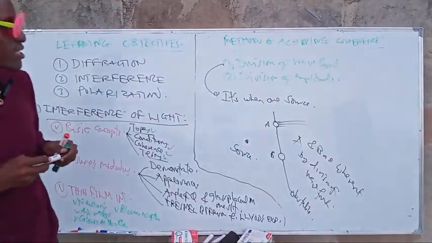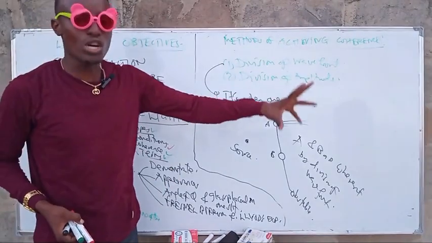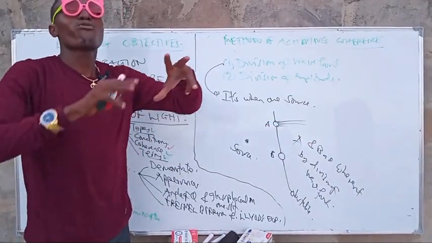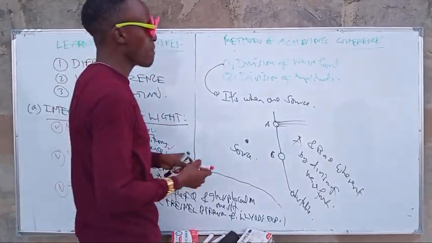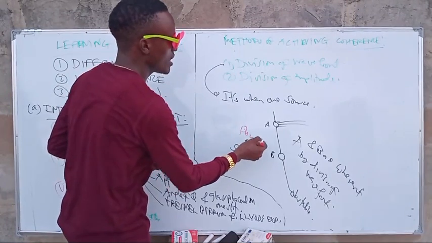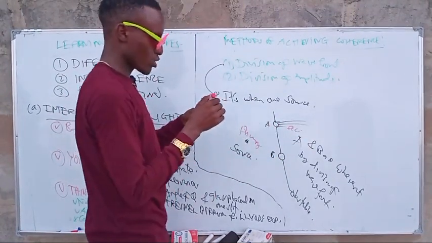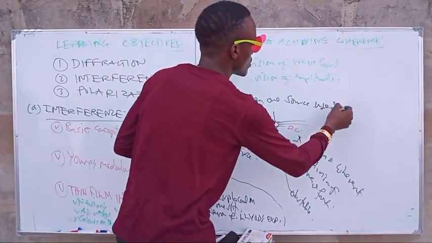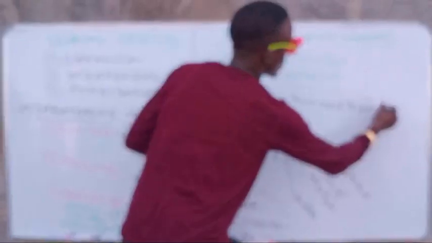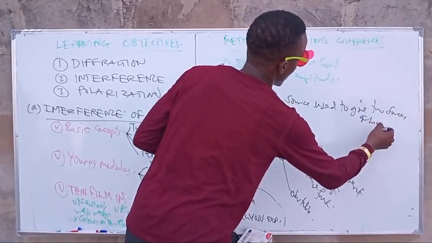So speaking about this, this is about the division of wavefront. It is when one source is used to form two secondary sources. This is the primary source, while these are the secondary sources. So it is one source used to give two sources of light.